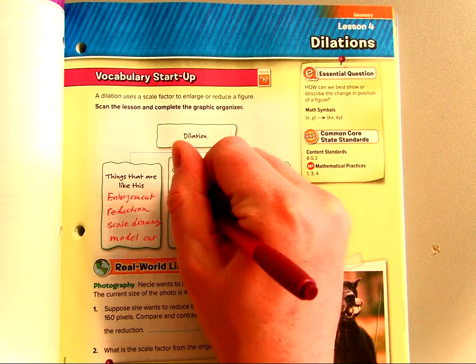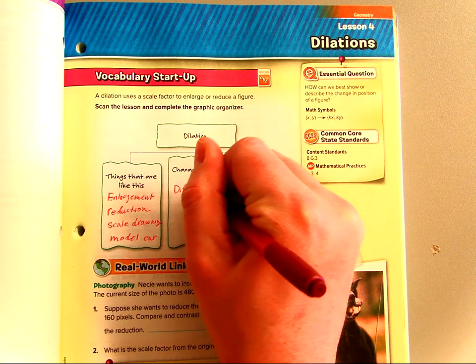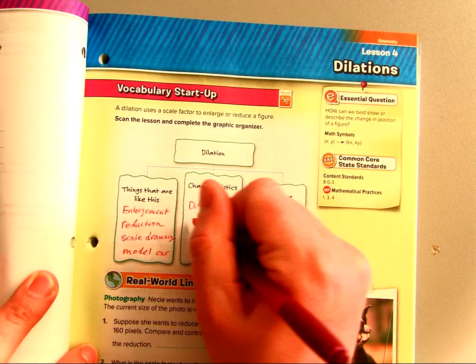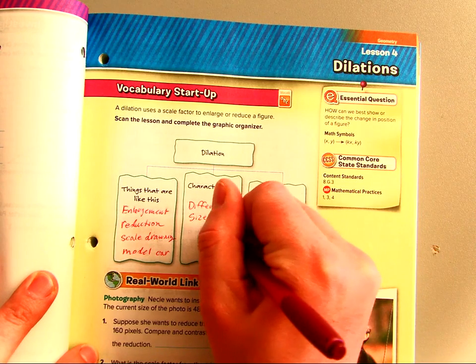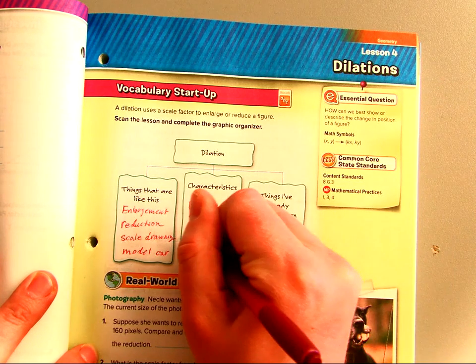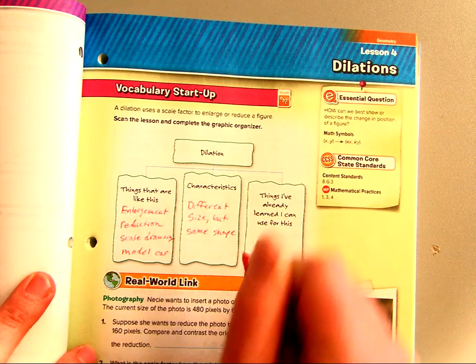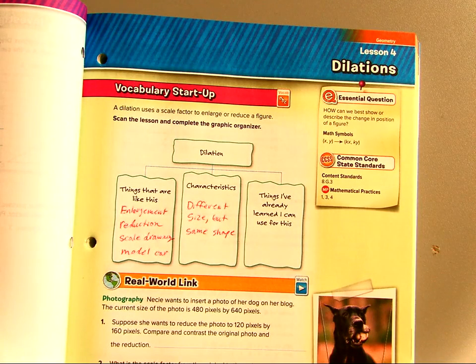So a characteristic is it's a different size, but the same shape. So it's an identical shape that's just been enlarged or shrunk down, okay?